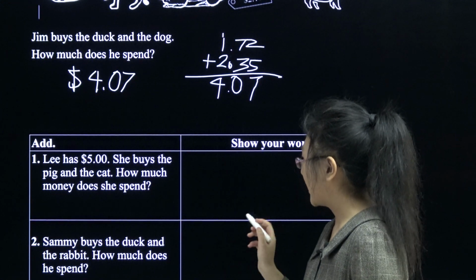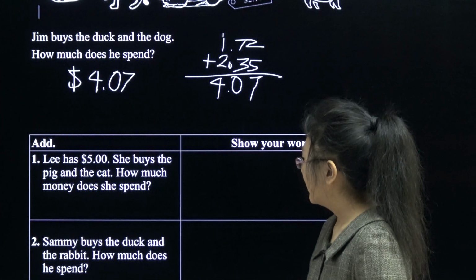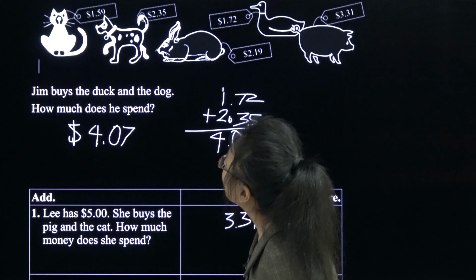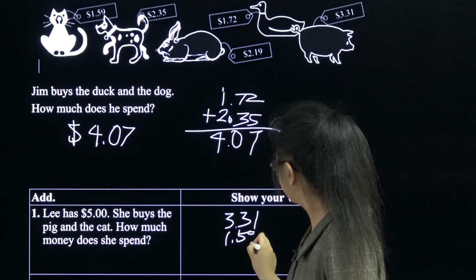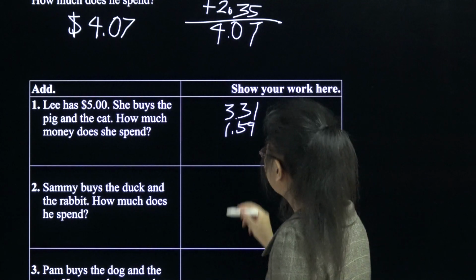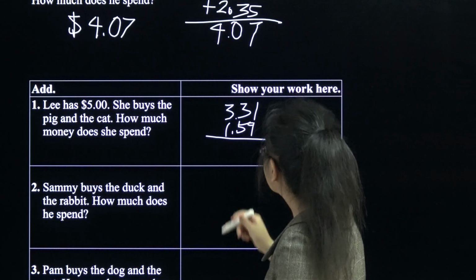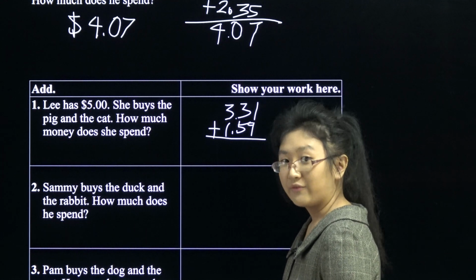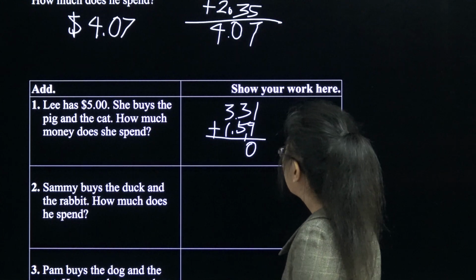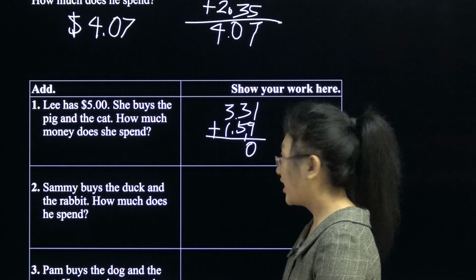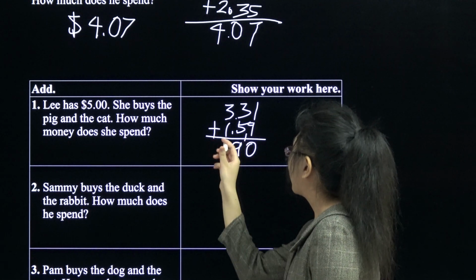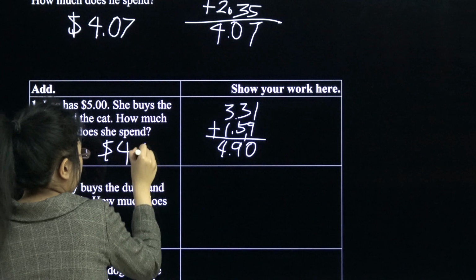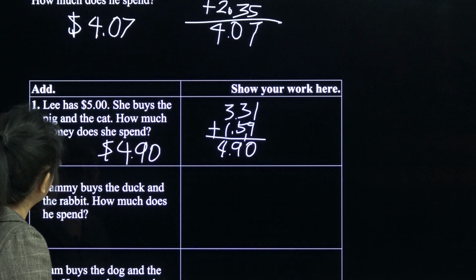Lee has $5. She buys a pig and a cat. How much money does she spend? So the pig is $3.31 and the cat is 1.59. Now let's add these up. Have we got the decimal points lined up? Yes. So we're safe to proceed. 1 plus 9 is equal to 10. So we have to regroup. Now 3 plus 5 plus 1 is 9. We don't have to regroup. And then 3 plus 1 is just 4. And then we drag the decimal down. She spends $4.90.